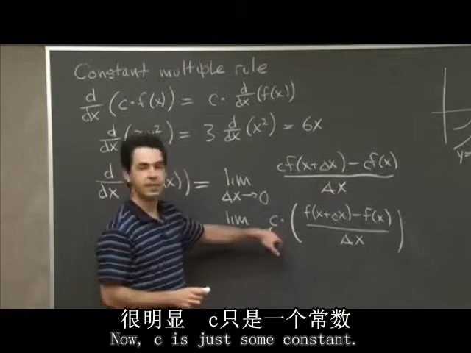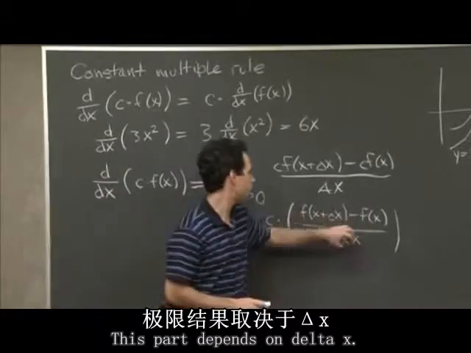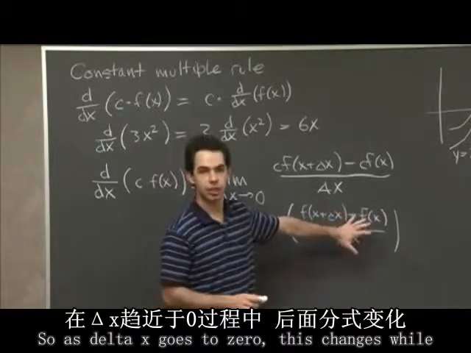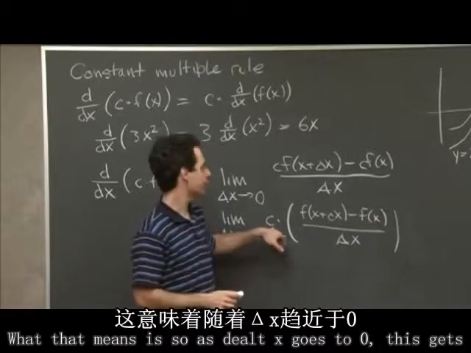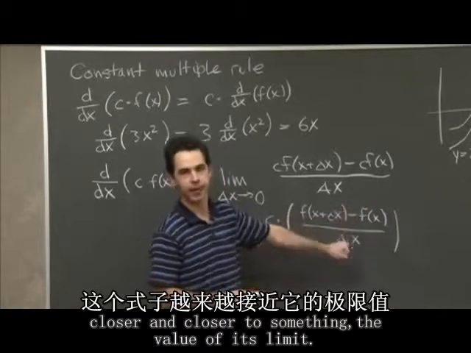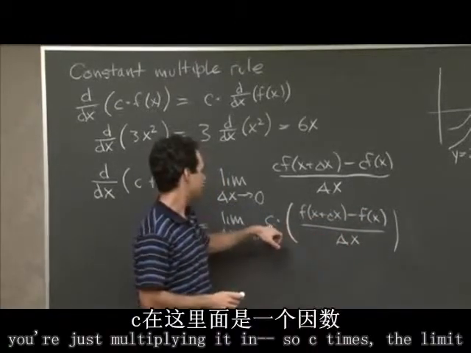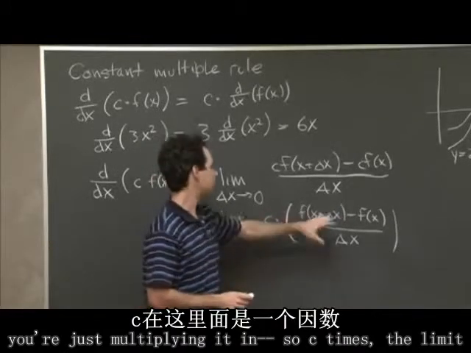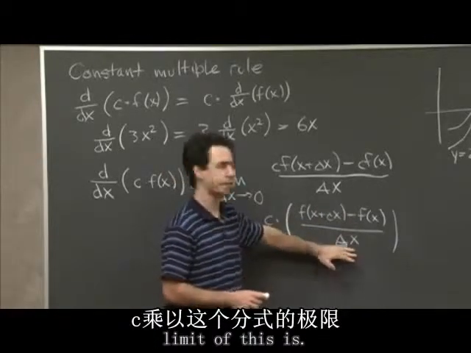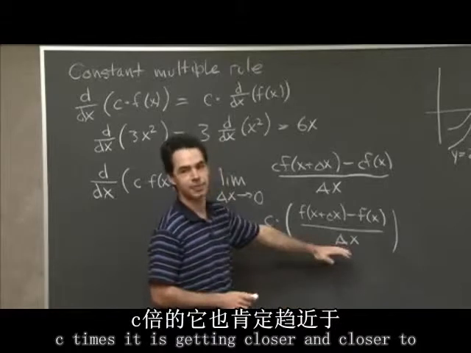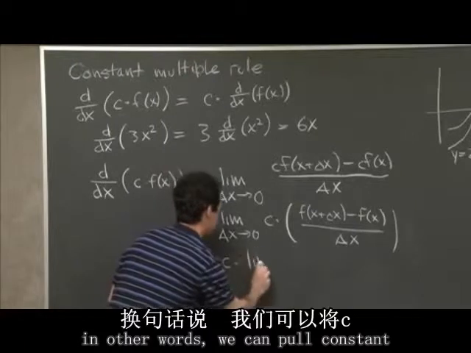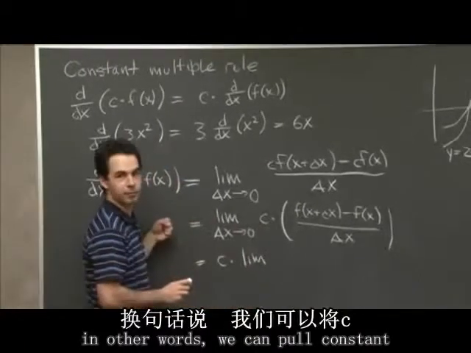Now, c is just some constant. This part depends on x and on delta x. So as delta x goes to 0, this changes while c stays the same. What that means is, as delta x goes to 0, this gets closer and closer to something, the value of its limit. And c, you're just multiplying it in. So c times the limit of this is equal to c times whatever the limit of this is. If this is getting closer and closer to some value, c times it is getting closer and closer to c times that value. In other words, we can pull constant multiples outside of limits.